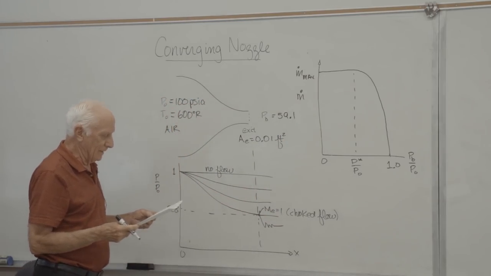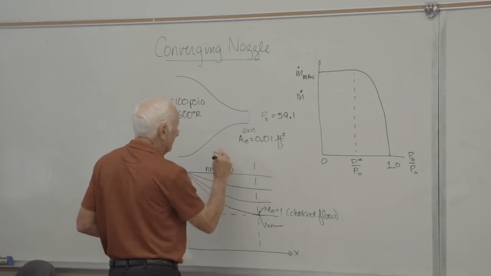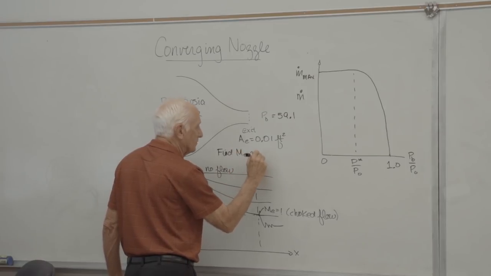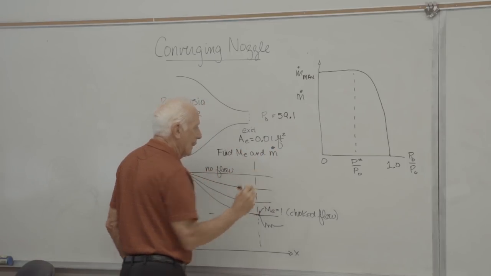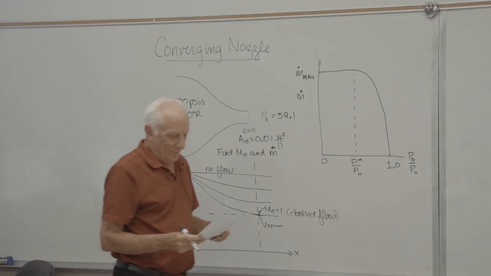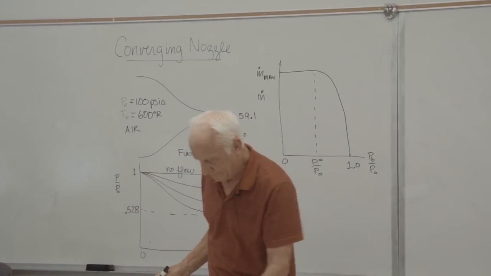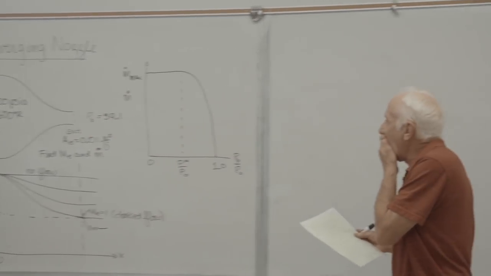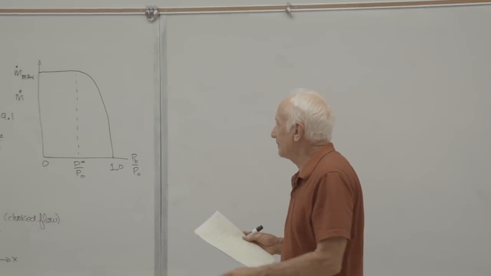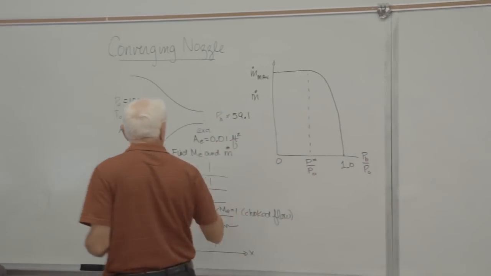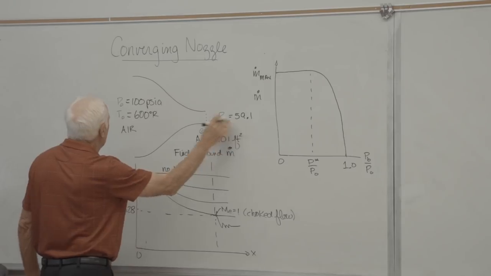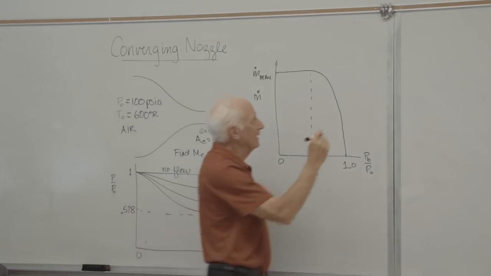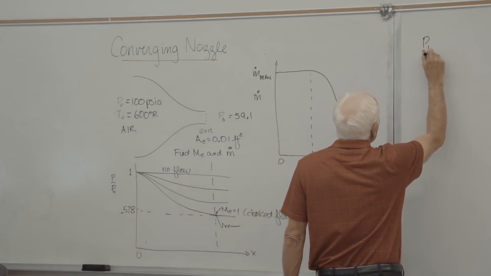Okay, find M at the exit and M dot. Find the Mach number at the exit and the mass flow rate, M dot. Well, one thing we know is the back pressure. We know P naught too. I know P back, I know P naught. I'm going to take P back over P naught.